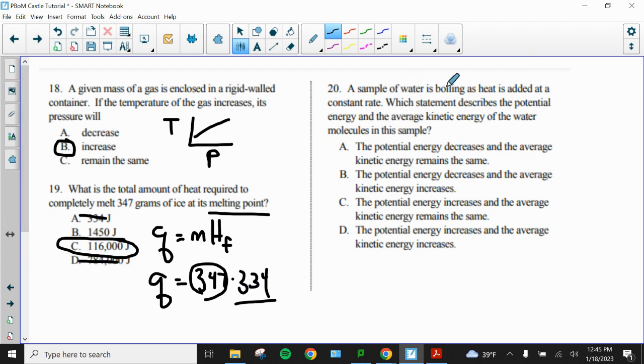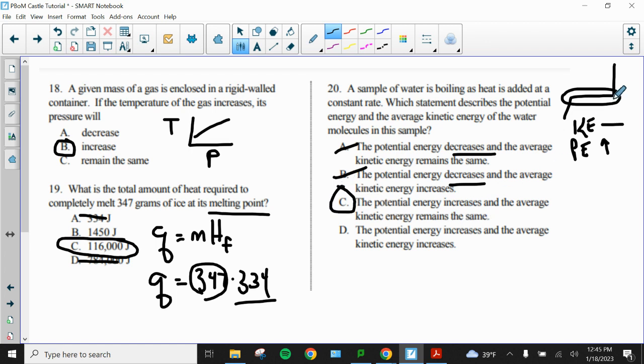One left to go. A sample of water is boiling as heat is added at a constant rate. Which describes the potential energy and the kinetic? Well, boiling is the top flat. I see that at the boiling point, the kinetic energy is constant. And I know that the potential energy then has to be increasing because it is a heating curve. So I need potential energy increase, which is not this one or this one because it says decrease. Here's potential energy increase. Here's potential energy increase. Kinetic energy is staying the same. So that's C, that's the top flat.